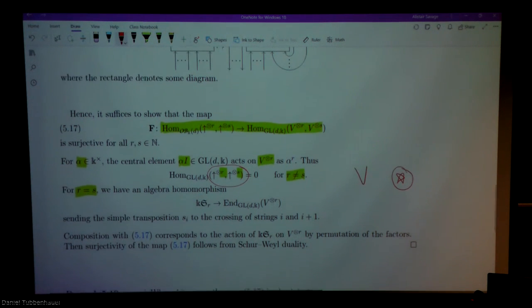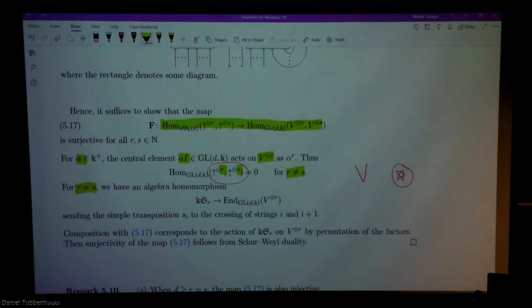Okay, so now we're left with the interesting case, which is when R is equal to S. Again, I just realized there's a mistake here. What I want here is endomorphisms in the oriented Brauer category of tensor R.